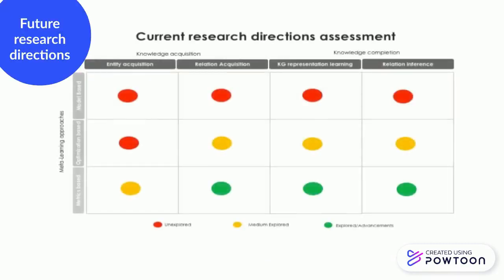Finally, we have a summary of the future research directions. In the y-axis, we have the meta-learning approaches, and in the x-axis, we have the knowledge graph tasks. Red circles indicate unexplored areas, yellow ones indicate medium-explored research areas, and green ones indicate explored areas.